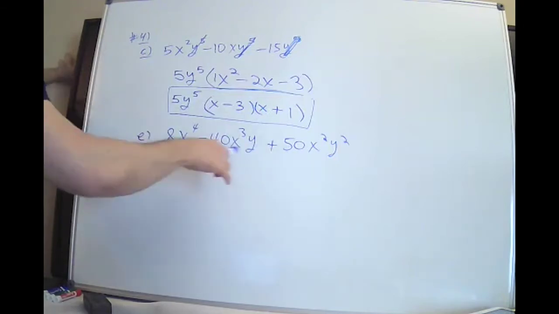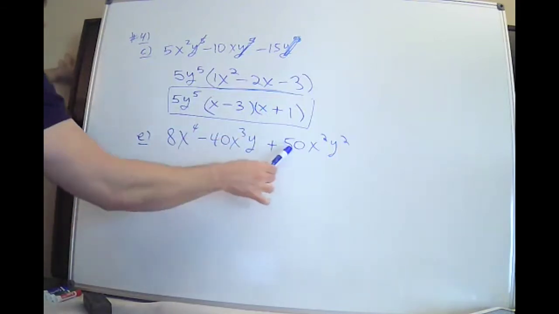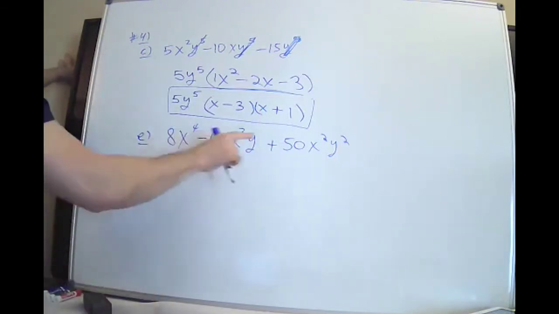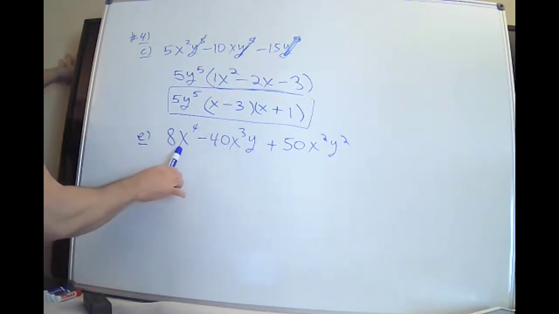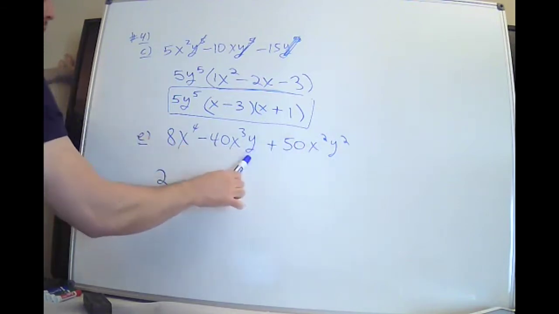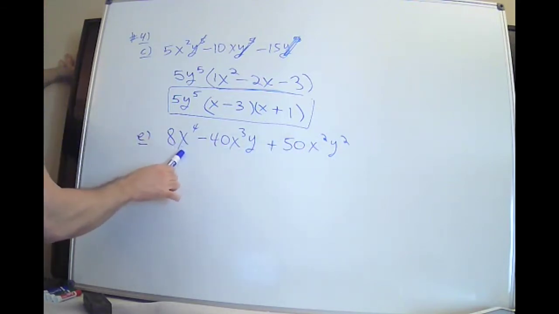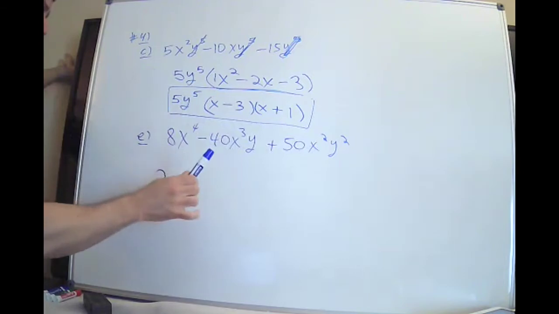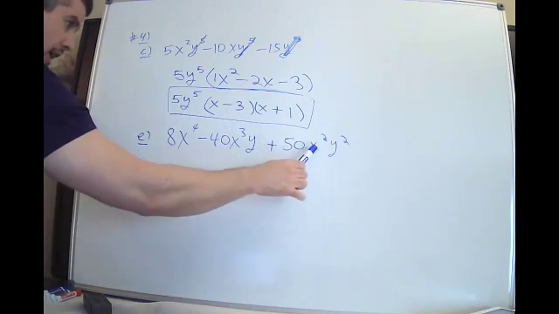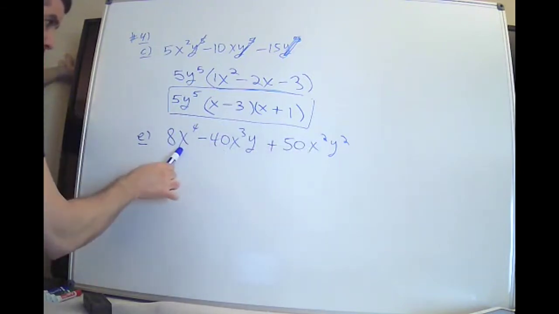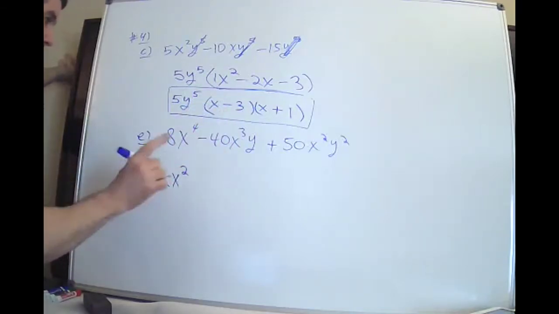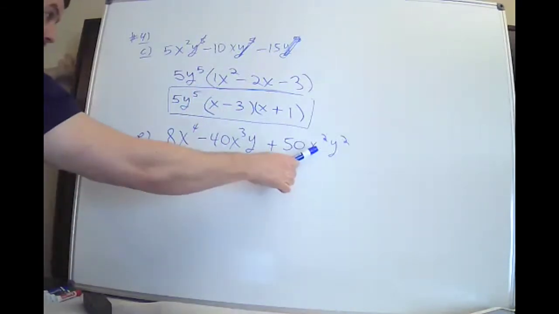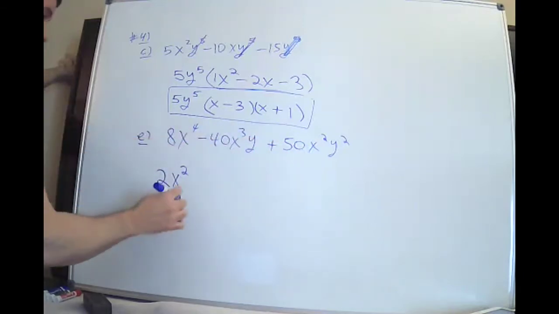parts. Now this one, you have 8, 40, and 50. There's only one number that goes into them all, and that's a 2. They're all divisible by 2. I can cut them all in half. Now, I have x^4, x^3, x^2, y^2, and y. But this doesn't have a y. So they don't all have a y in common, but they all have x in common. But look, x^2, x^3, x^4. You take the smallest one, which is x^2, not x. You got to take the smallest, which is 2.